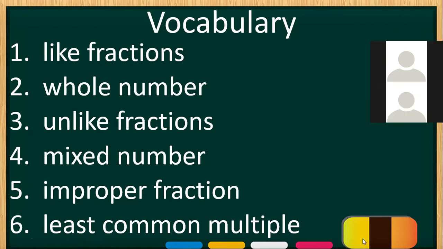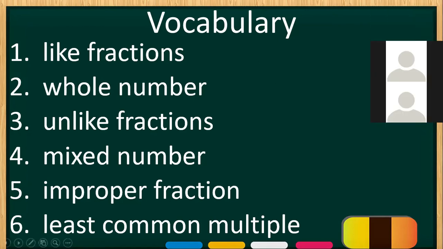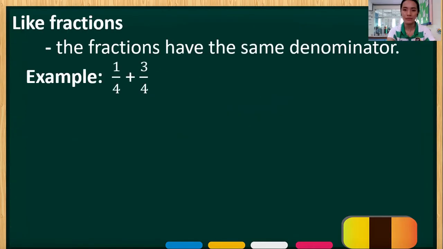Like fraction, whole number, unlike fraction, mixed number, improper fraction, least common multiple. Okay, very good. Last one, March. Like fraction, whole number, unlike fraction, mixed number, improper fraction, least common multiple. Okay, thank you for reading the vocabularies.